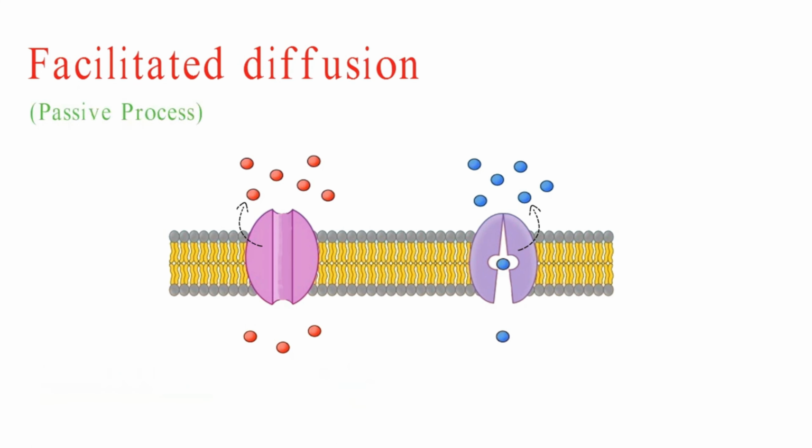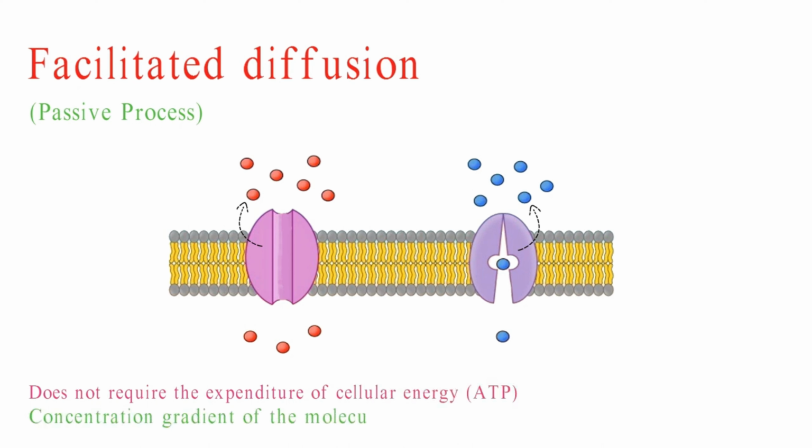Facilitated diffusion does not require the expenditure of cellular energy. Instead, it relies on the natural concentration gradient of the molecule being transported. Molecules move from areas of higher concentration to areas of lower concentration, which is a spontaneous process.